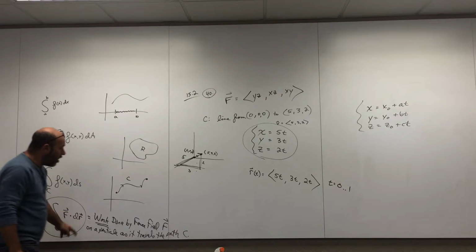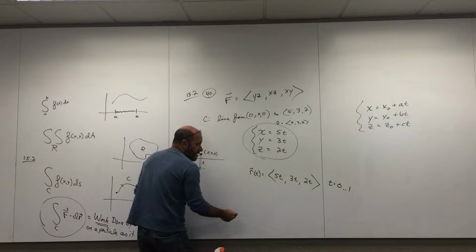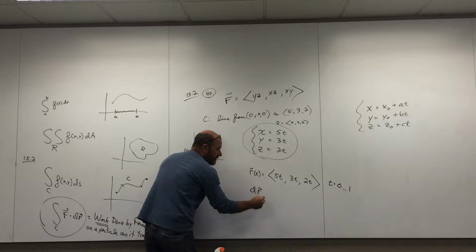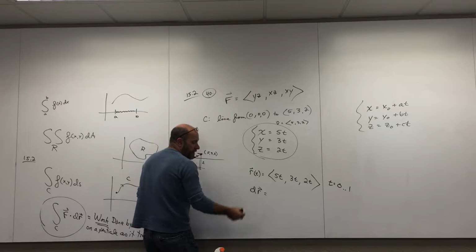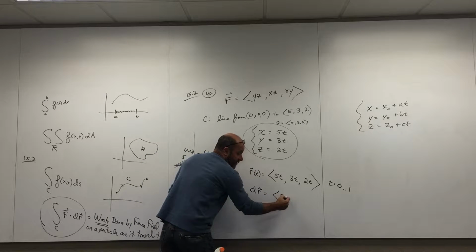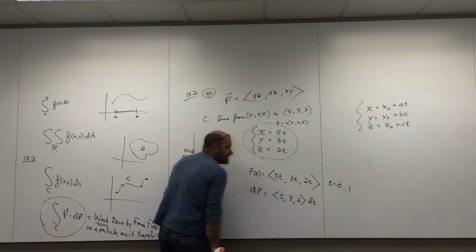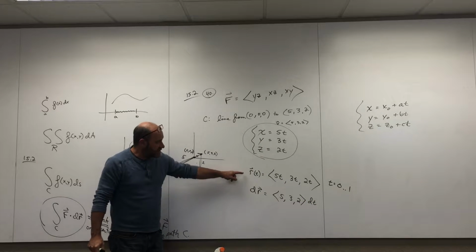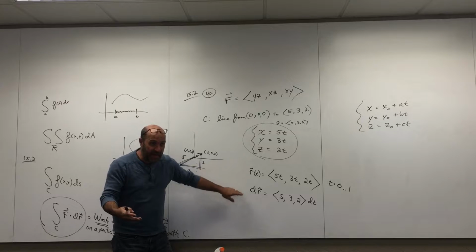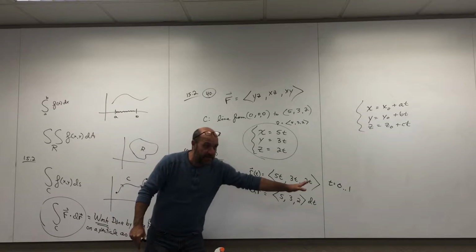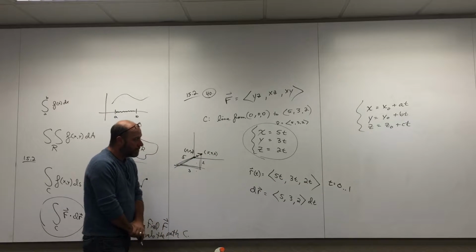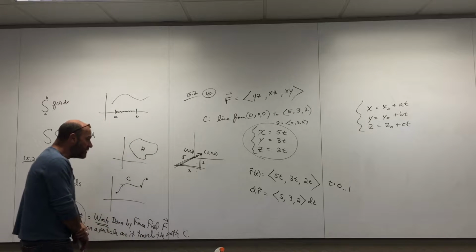Okay, I need my dr. My dr is just the derivative of r. So I need this derivative. It's called dr. It's just the derivative with respect to t. It's 5, 3, 2, I guess, dt. That's kind of how you do it. Maybe you think of this as the derivative is dr dt, but then instead of dr dt, I put the dt on the other side. So cool, that's my dr.